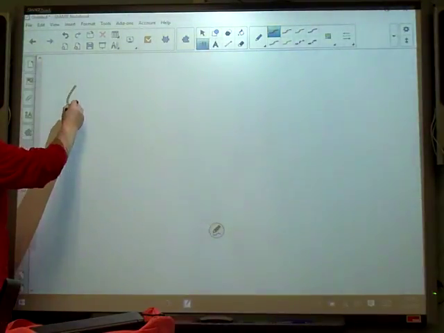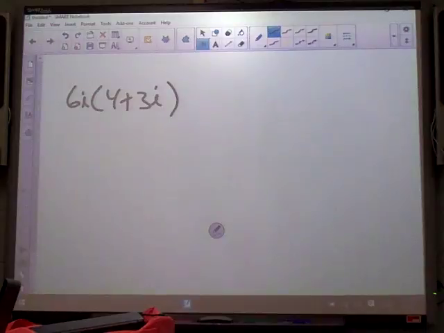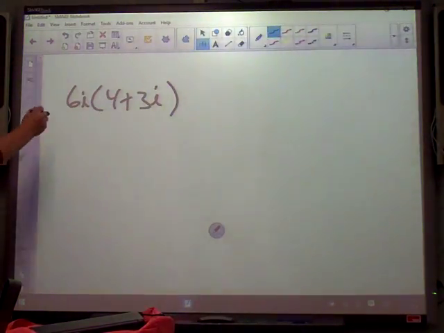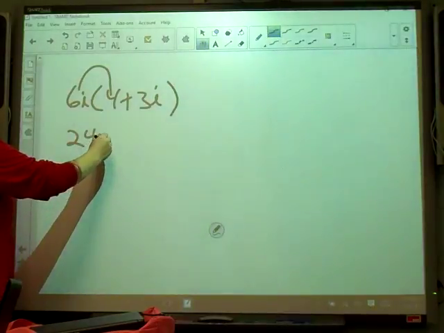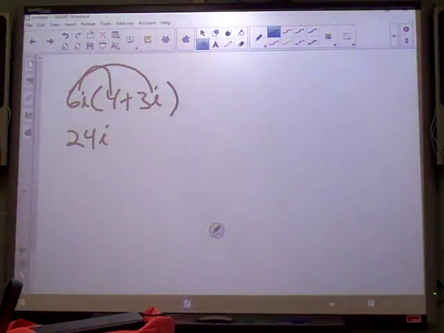6i times 4 plus 3i. All right, here we got a monomial, 6i, times a binomial, 4 plus 3i. Just like in middle school stuff, when we got a monomial times a binomial, we're just going to distribute. So same thing here, the i's don't change that. So first I would go there, 6i times 4. What do I got? 24i is correct. Then I would be here, 6i times 3i.